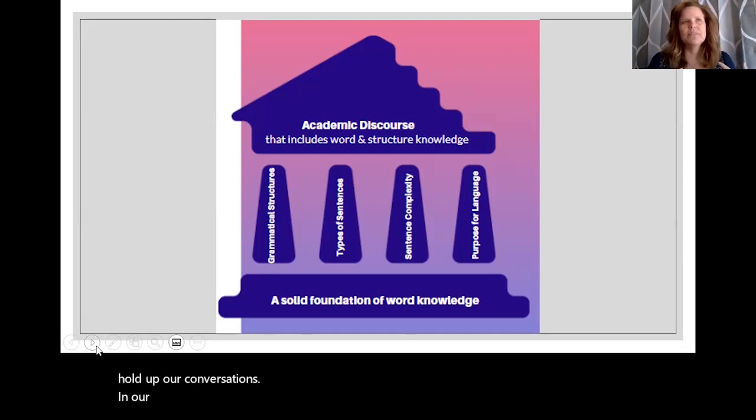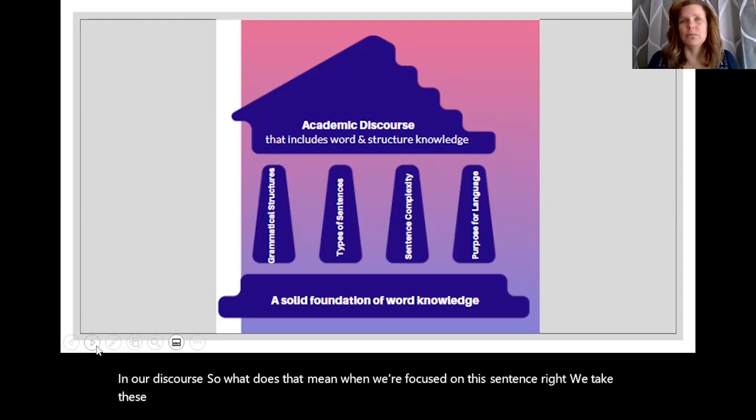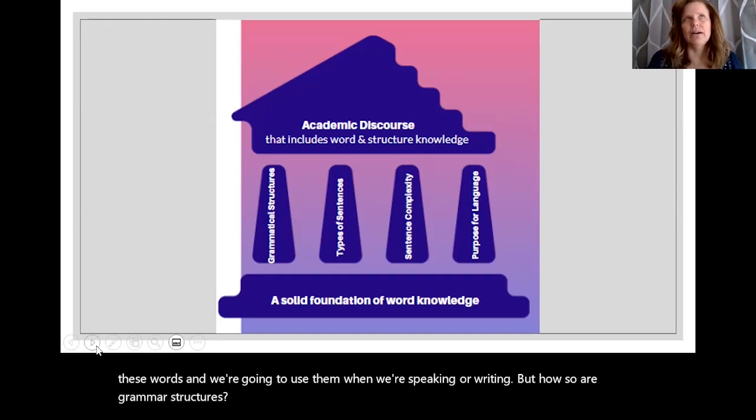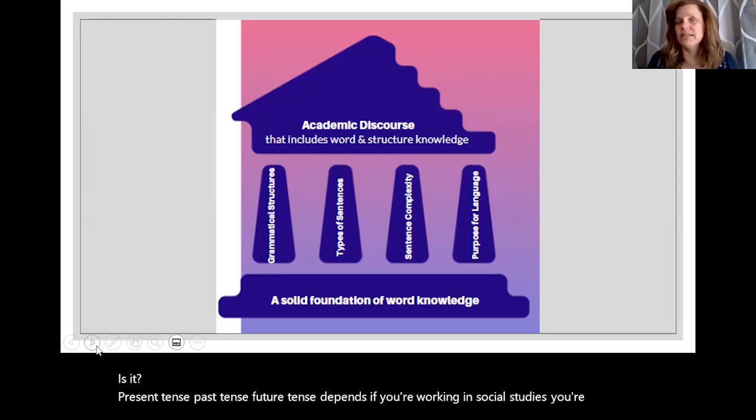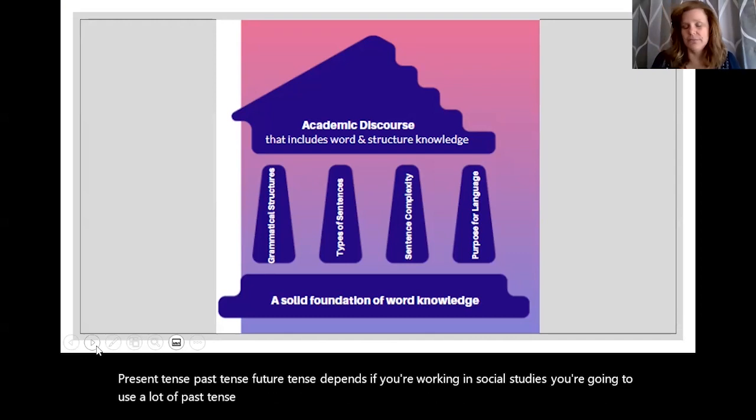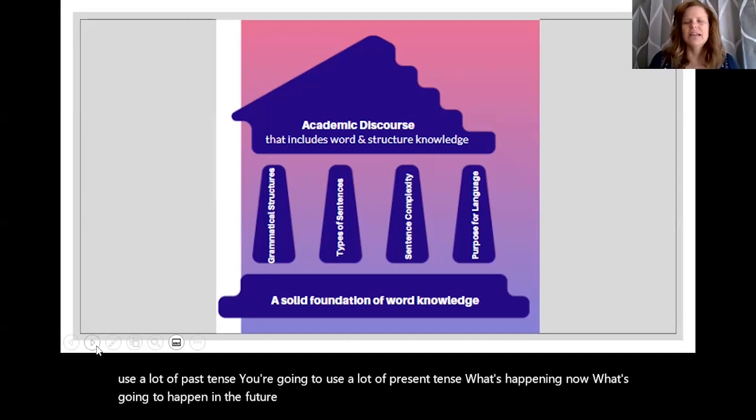So what does that mean? When we're focused on the sentence, right, we take these words and we're going to use them when we're speaking or writing, but how? So our grammar structures, we have to think about, is it present tense, past tense, future tense? Depends. If you're working in social studies, you're going to use a lot of past tense. You're going to use a lot of present tense. What's happening now? What's going to happen in the future? What are our current events?